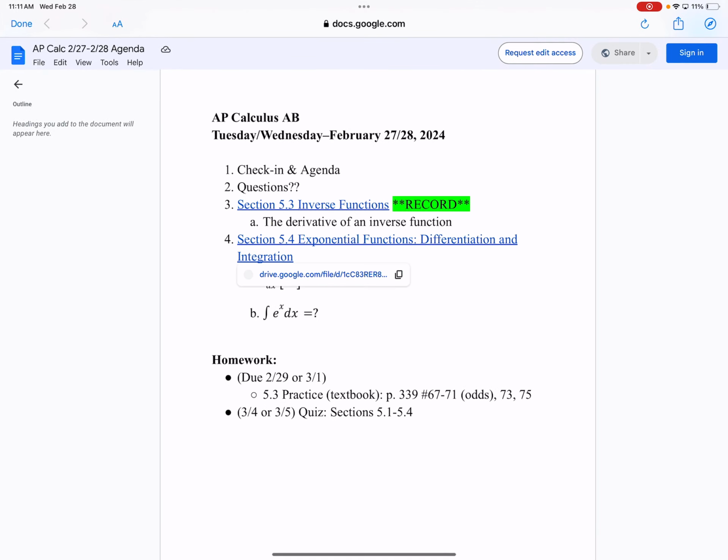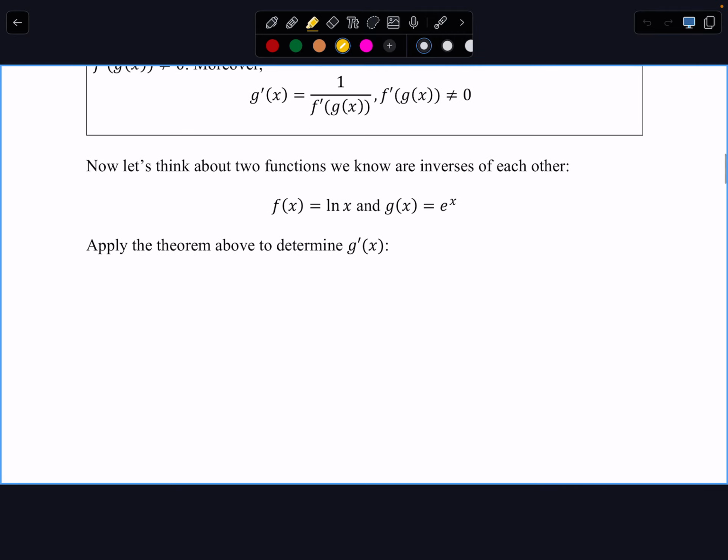Okay, using what we just talked about, this formula for the derivative of an inverse function. Let's think about two functions that we know are inverses of each other: natural log and e to the x. They're inverses, right? That's log base e and e to the x. If we were trying to find g prime of x using this formula, that would be 1 over f prime of g of x. Well, g of x is e to the x.